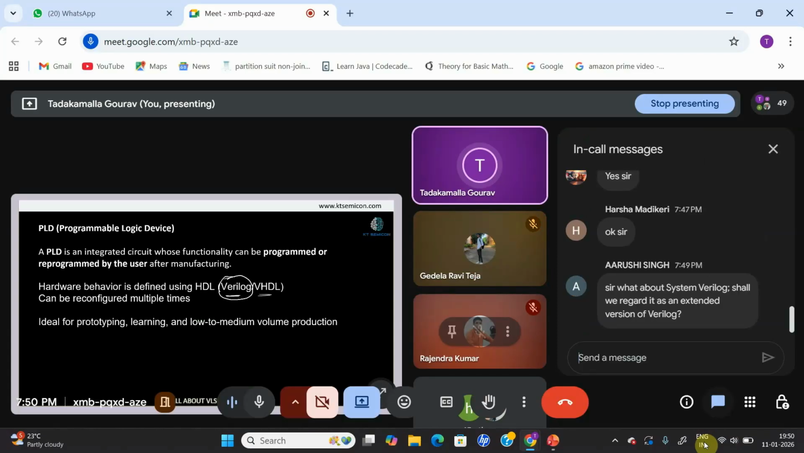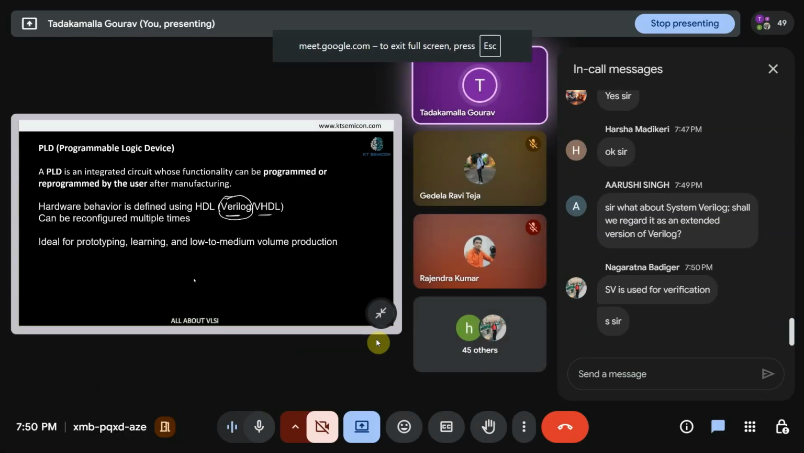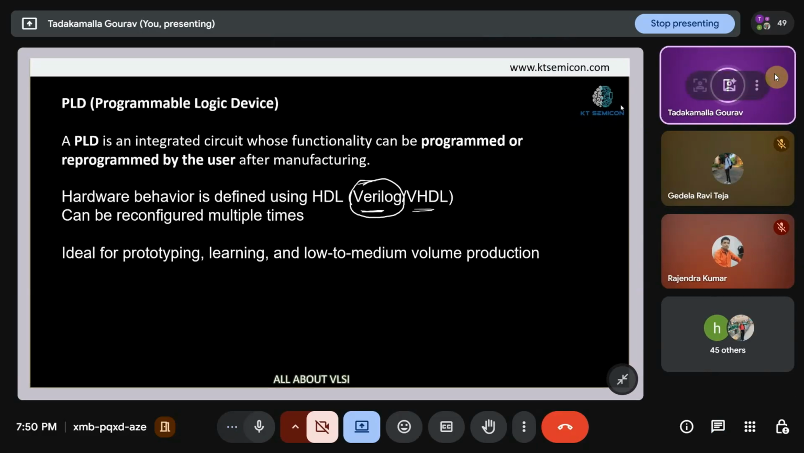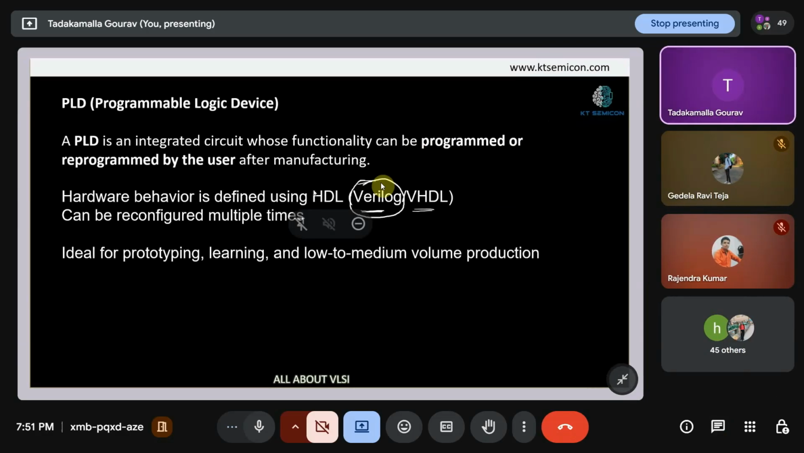Verilog, SystemVerilog is basically used for verification purposes. That is entirely different from where we are using PLDs. I will explain when we have that particular session. SystemVerilog, you can partially implement on the hardware, but completely you cannot implement it on the hardware. It is only for verification in software terms. Yes. Any other queries? Shall we move forward?